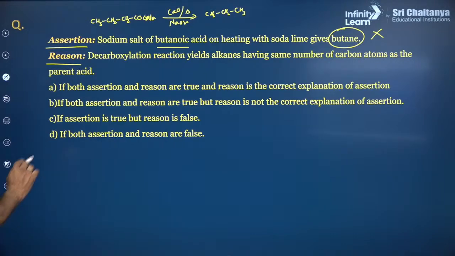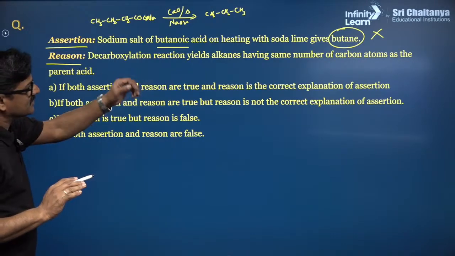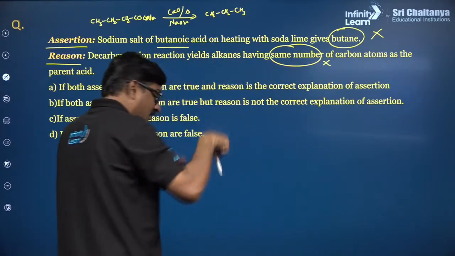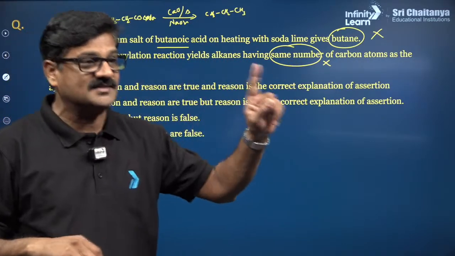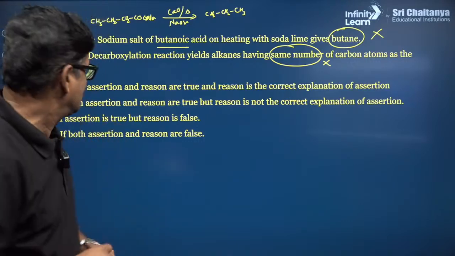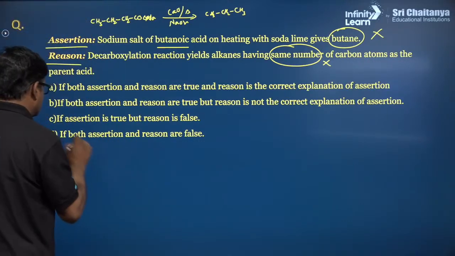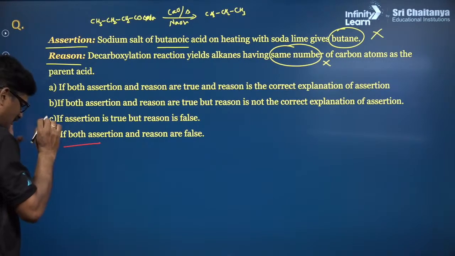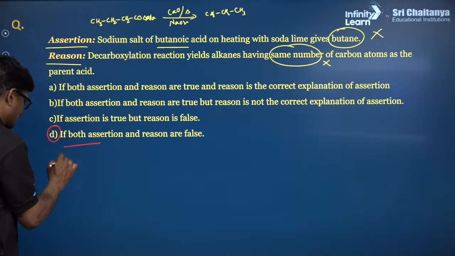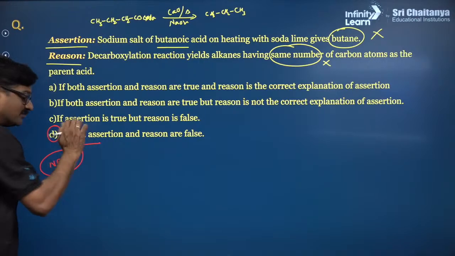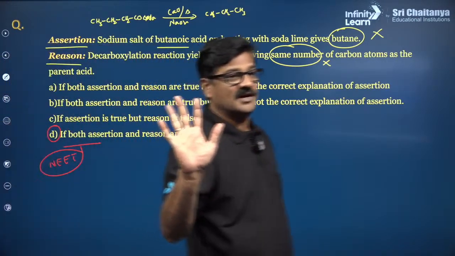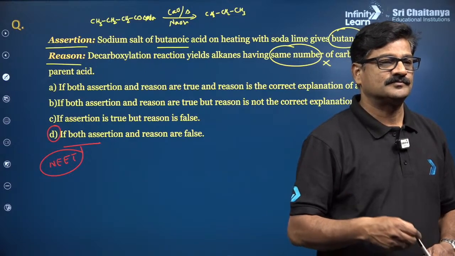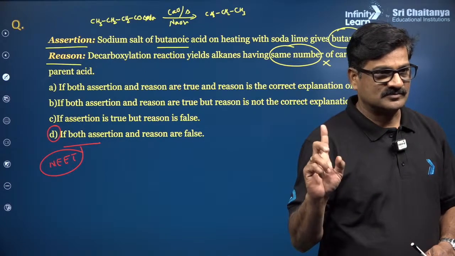Reason: decarboxylation reaction yields an alkane having the same number... one number is descending. Both are false. I want to say both assertion and reason are false. So my answer for this question is D. In the NEET examination, assertion reasoning type questions, minimum 5 multiple choice questions I am strongly expecting from this. Agree?